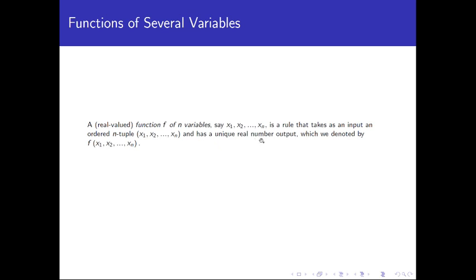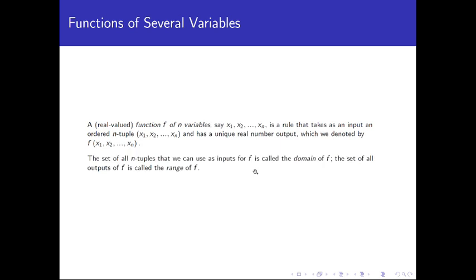For our purposes, it'll be real number outputs. It could be complex number outputs in other situations, but for our purposes in this class, it will always be a real number output, which we're going to denote using regular old function notation like we've used in the past, just f of x1 out to xn. Just like before, for regular functions, we use the same language when we talk about inputs and outputs. The set of all n tuples that we can plug in is the domain of f, and the set of all real numbers that we can get out of f is the range of f.